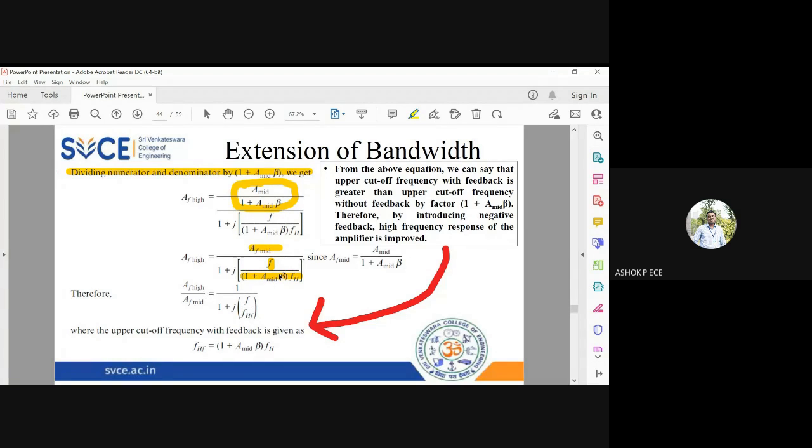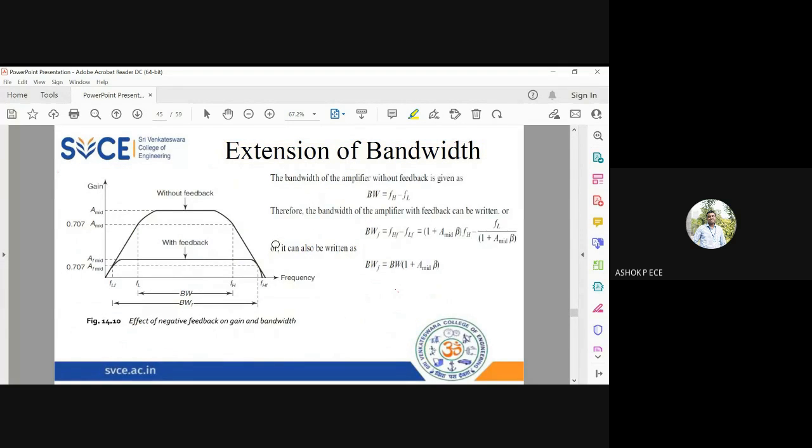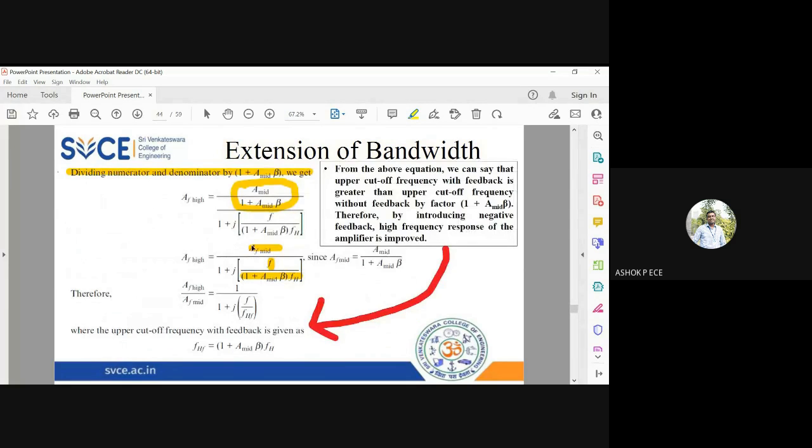See, how to group the terms? Whatever format is here, in the same format you have to group 1 by (1 + j f by fh), correct? In the same way, see here, 1 by (1 + j f by some big terms). So group those big terms to be fhf. Okay, group those terms to be fhf.